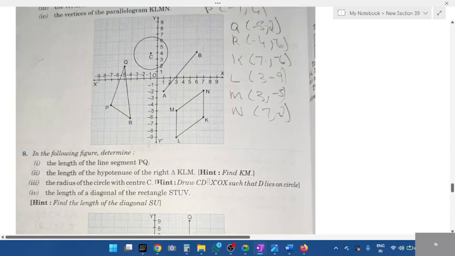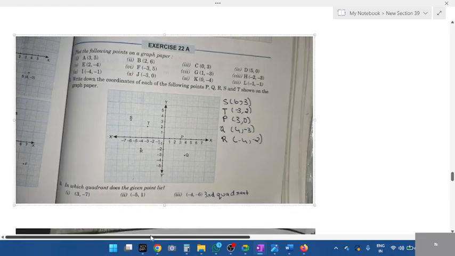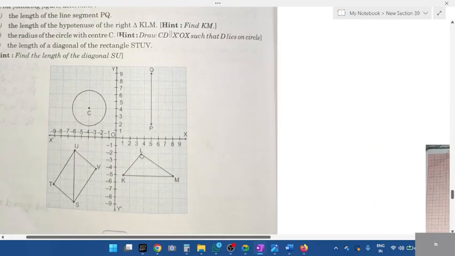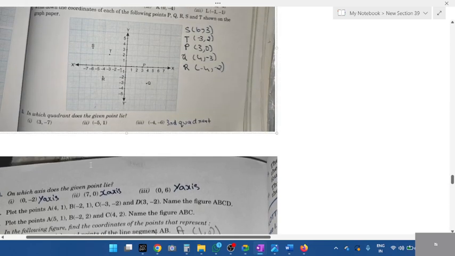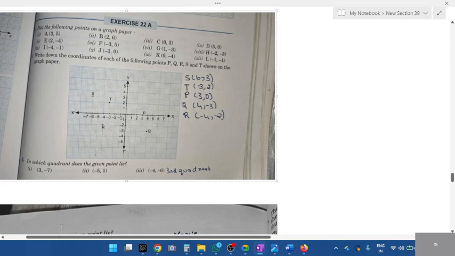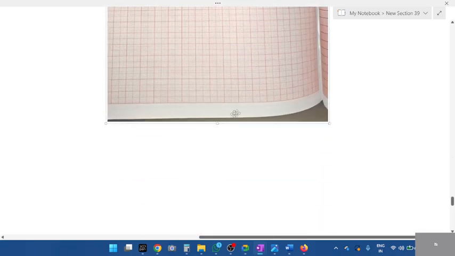In 22A there is a figure, diagram, graph, vertex, axis, quadrant. See, this is a very easy topic. You can get full marks. They'll give it for 5 or 6. All of you will concentrate when I explain.